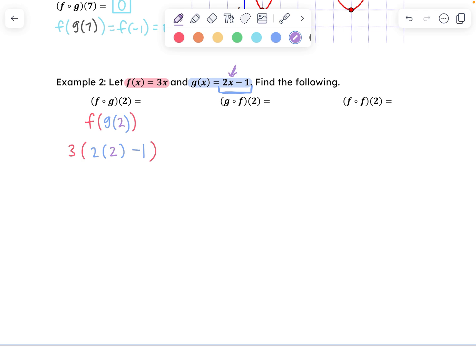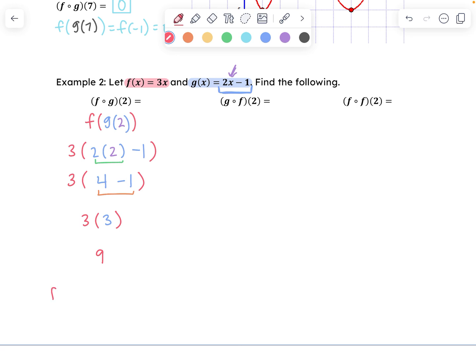So you got to make sure you're following your order of operations, start from the inside, work your way out with the parentheses, exponents, all that kind of stuff. So the first thing I'm going to look at cleaning up is this 2 times 2. So I'm still going to have 3, and then now this 2 times 2 is 4 minus 1. Okay, then I can clean up this 4 minus 1. So I'm going to get 3 times, and then 4 minus 1 is 3. And 3 times 3 is going to give me 9. So I could say f of g of 2 is going to equal 9.